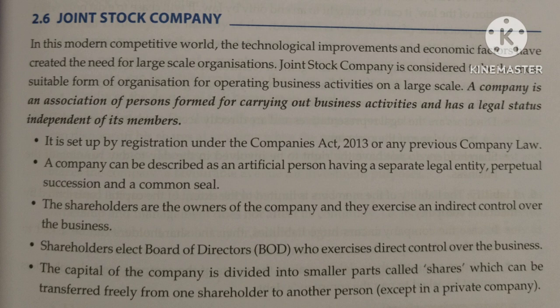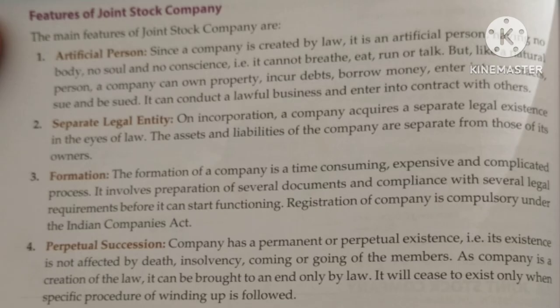So a joint stock company is a company or association of persons formed for carrying out business activities and has a legal status independent of its members. The members are the shareholders in joint stock companies. So let us study about the features of the joint stock company.